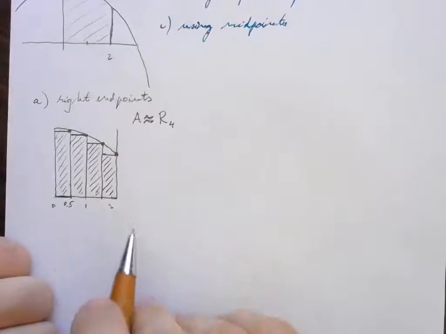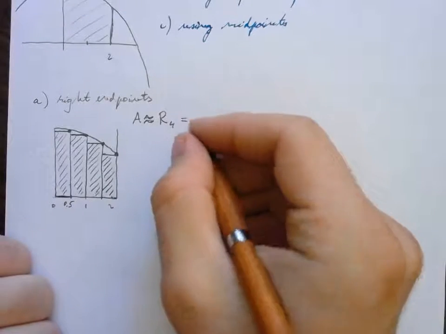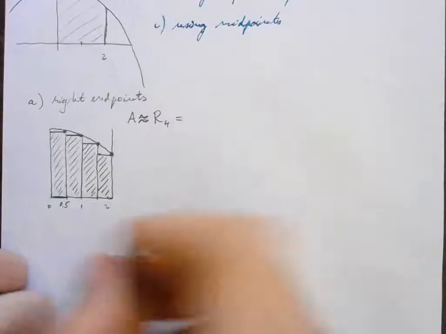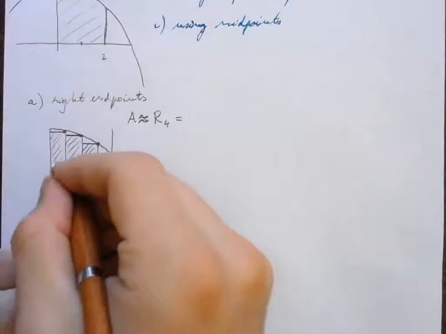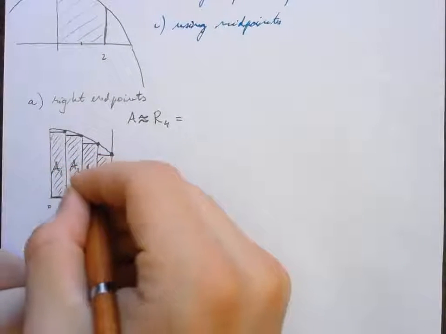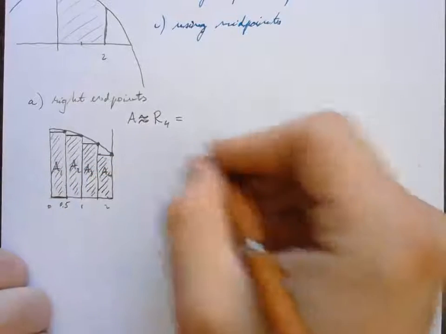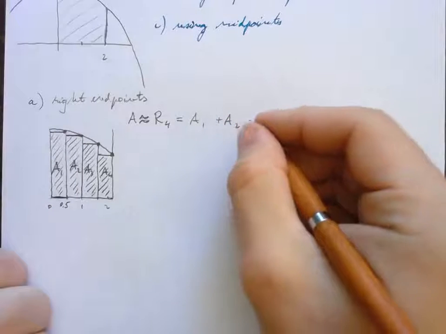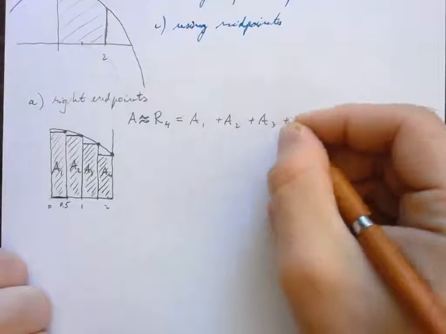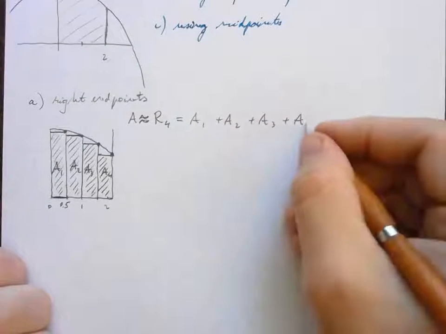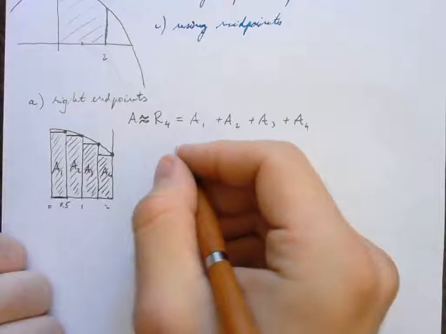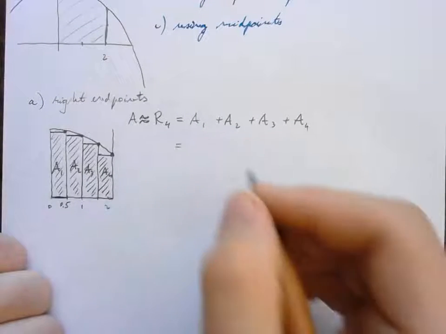rectangles to approximate this. And what this is going to be equal to is the area of the first rectangle. So here is A1, A2, A3, and A4. Alright, so it's area of the first rectangle plus area of the second rectangle plus the area of the third rectangle plus the area of the fourth rectangle. So we have that. And now we just have to see what these are.